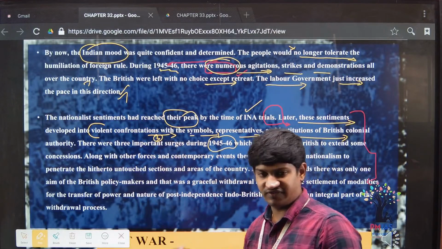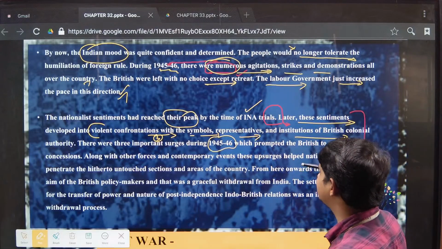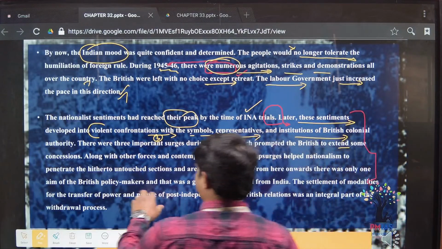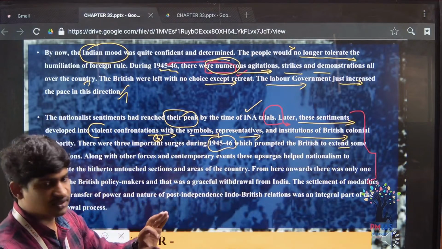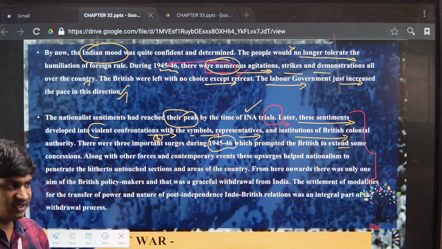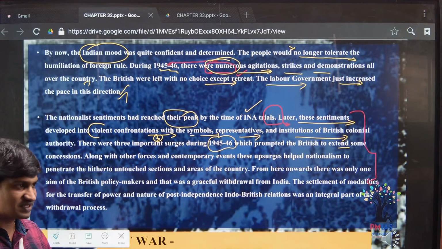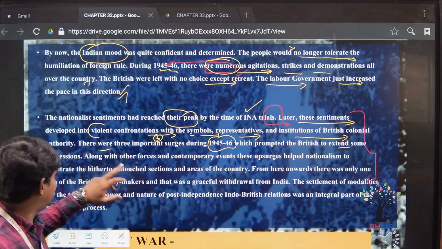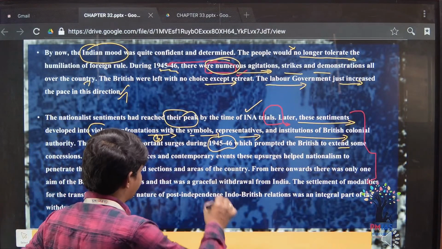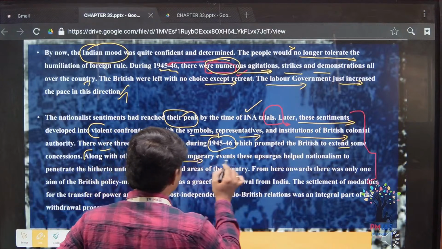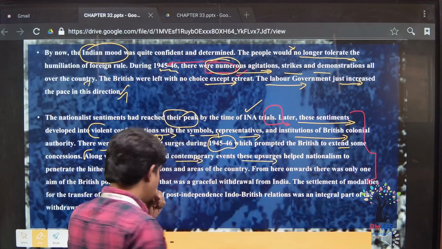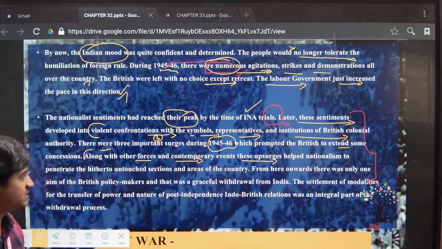If you look, there were 3 phases. That is the 3 important surges. These 3 important surges, the Britishers had not realized that the people of India or the Indian National Congress would protest against us. Along with the 3 important surges, the other forces and contemporary events helped the nationalists enter the next phase, and their impact was almost enough to make the British government surrender.